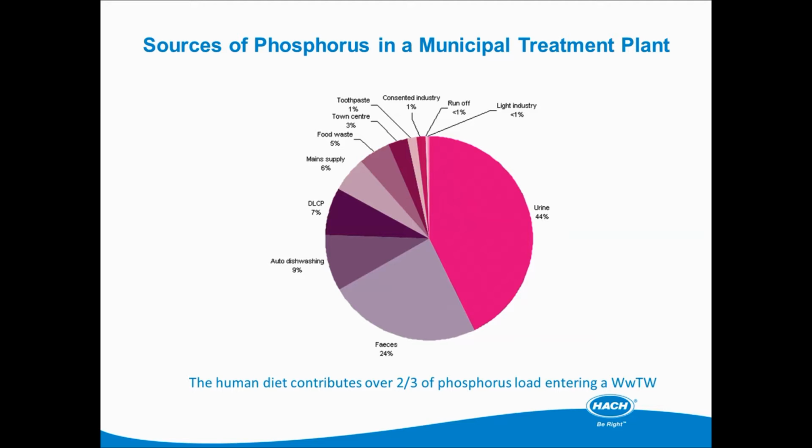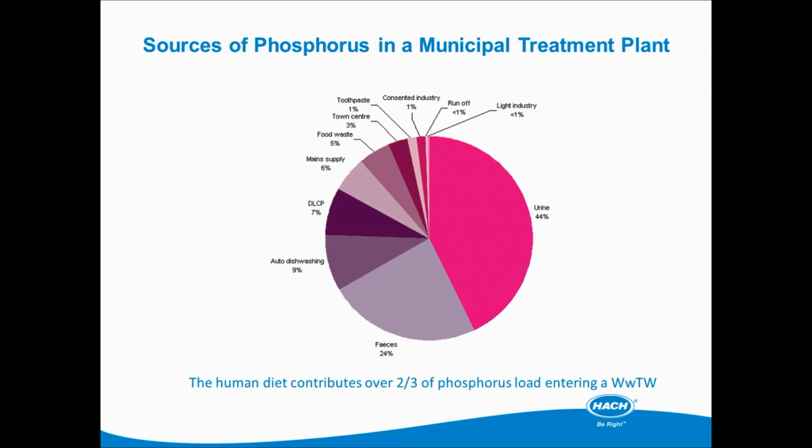So where does all this phosphorus come from? In a municipal wastewater treatment plant, it's estimated that just over two-thirds of the phosphorus comes from the food that we humans eat. The next largest is dishwashing and laundry, which accounts for around 16% of the load.